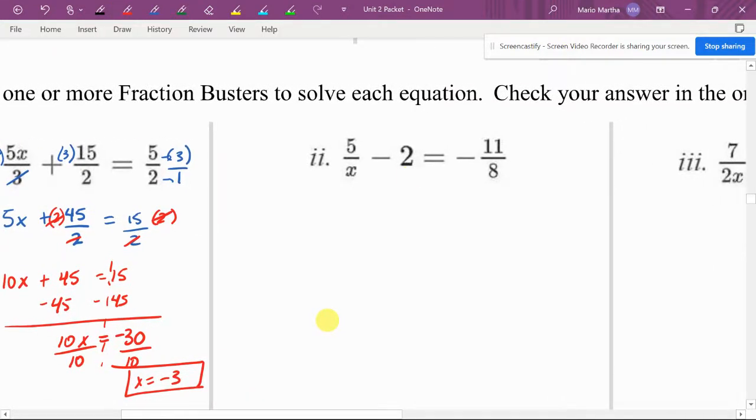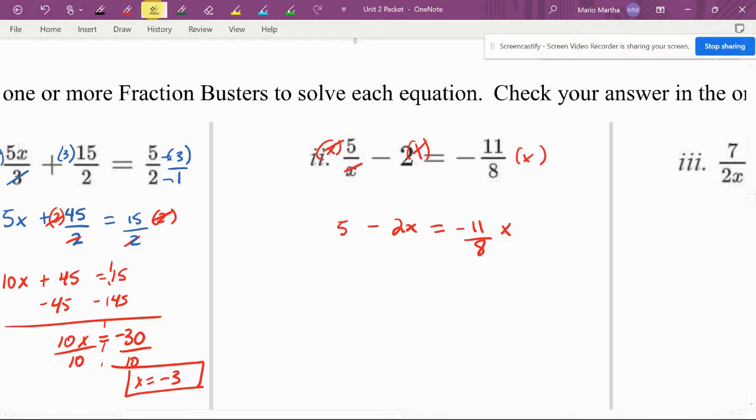And then on equation 2, we have two denominators. We have x, so we're going to multiply everything by x first. So x here, x there, and x over here as well. So that leaves us with 5 on the first one. Again, that eliminates that. And then minus 2x, just put them together, equals negative 11 over 8 times x.